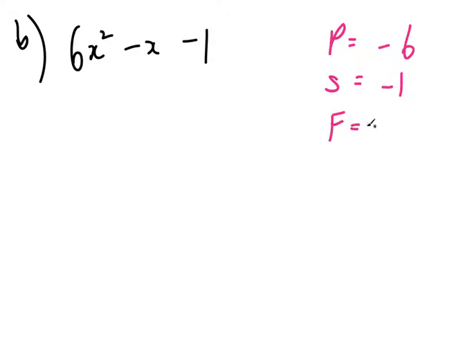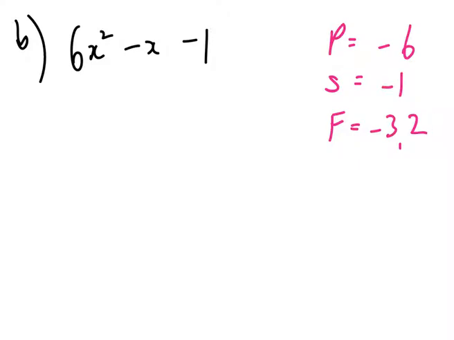F, you need to find 2 numbers that multiply to get minus 6 and add together to get minus 1. Just a hint, one of them is negative because P is negative. Pause the video, go and find them. Anyway, the 2 numbers that you need are going to be -3 and +2. So -3 times 2 is -6, and -3 plus 2 is going to get you minus 1.